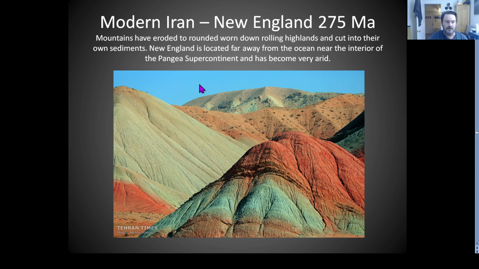So around 275, you're going to start to see something that looks like this in the New England area. The mountains have eroded down to more of a rolling highland. Now they are actually cutting into their own sediments. New England is very far away from an ocean, near the interior of the Pangaea supercontinent, and has become very, very arid. And this is one of the things that really wreaks havoc on life forms at the time, because they've never been in such a dry environment. The dry environment has massive temperature fluctuations. It's not friendly. There's not a lot of food, so things really need to adapt.